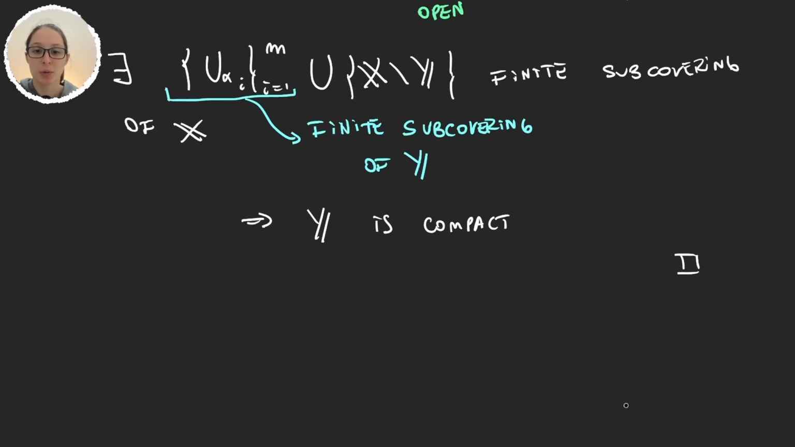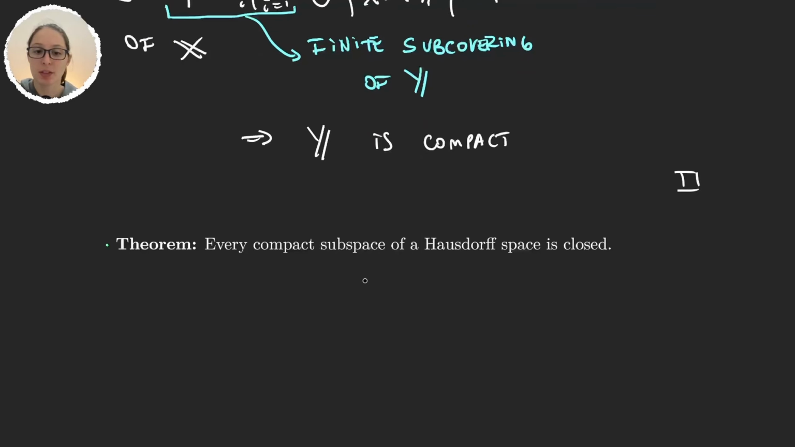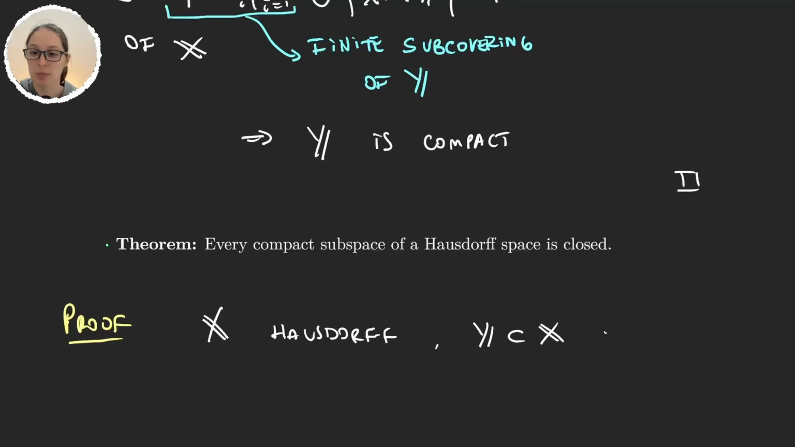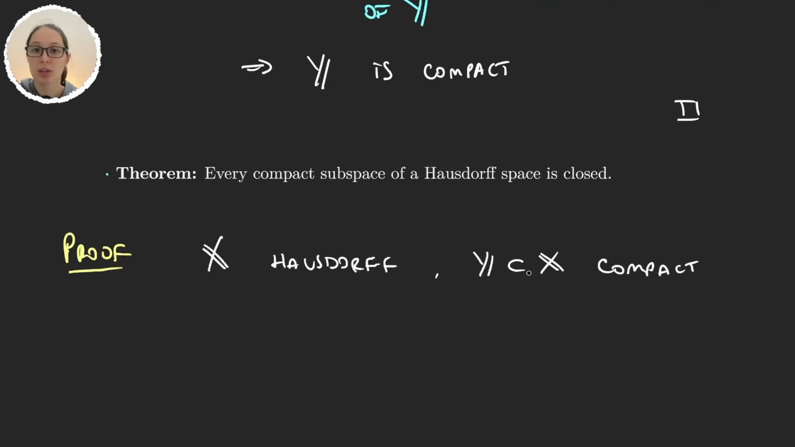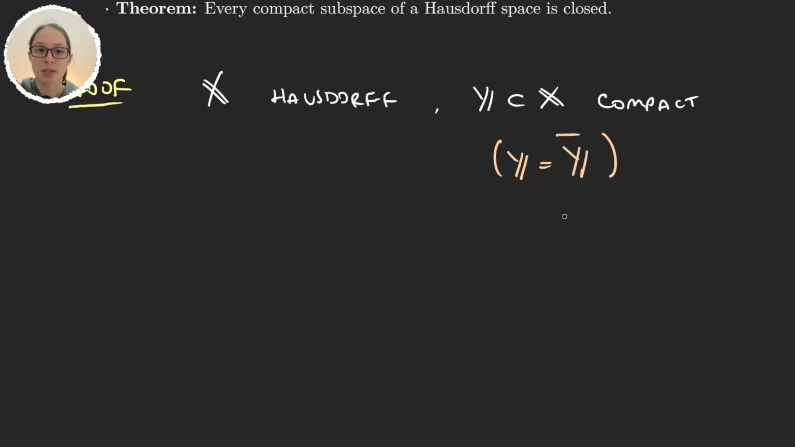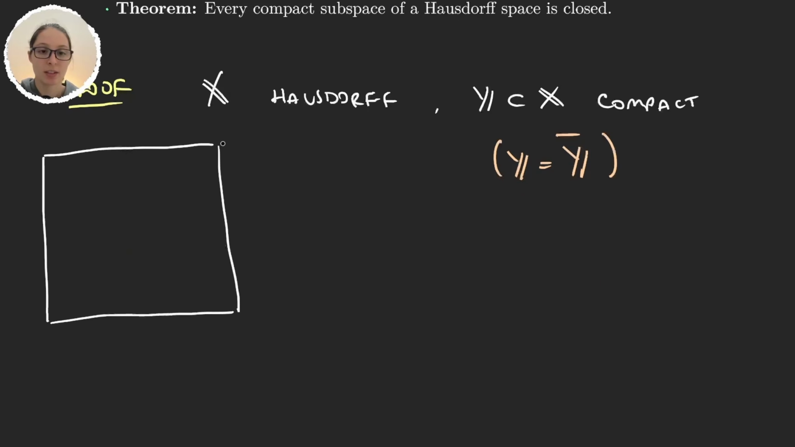Now let's look at the following theorem. Now we will prove that every compact subspace of a Hausdorff space is closed. For this, let's take X a Hausdorff space and Y a subset of X that is compact. We have to prove that Y is closed, and we will do this by proving that Y is equal to its closure. So first let's make a drawing because it will help us during the proof. Let's say that this is our space X, and here we have our compact space Y.